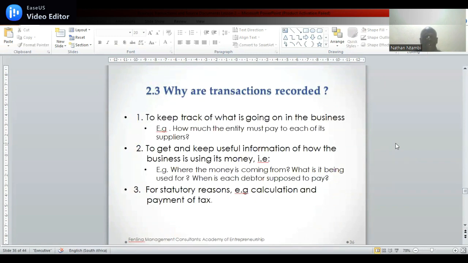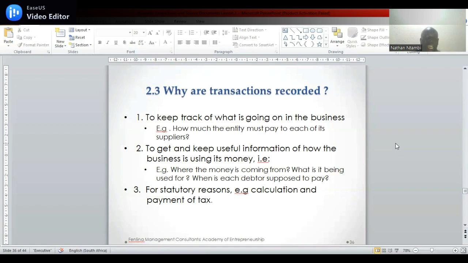Let's go to 2.3, why are transactions recorded? To keep track of what is going on in the business. For instance, how much the entity must pay to each of its suppliers. Number 2, to get and keep useful information of how the business is using its money. In other words, where the money is coming from, what is it being used for, when is each debtor supposed to pay?